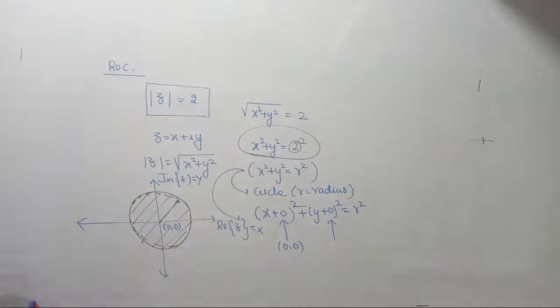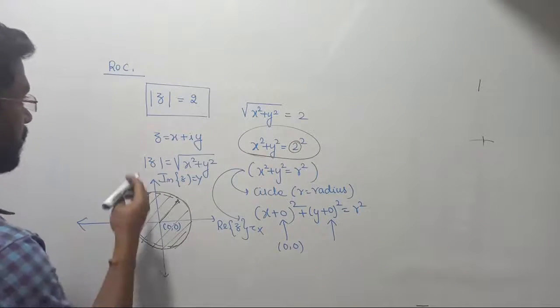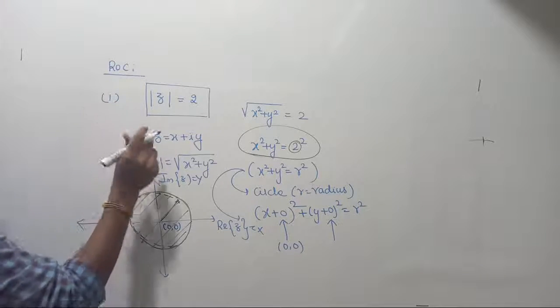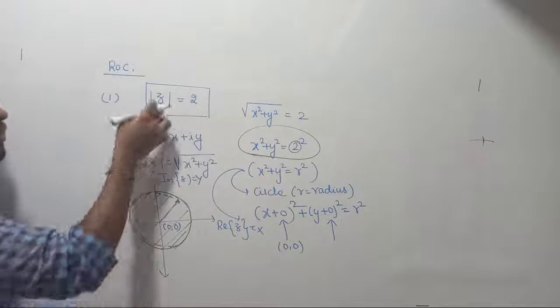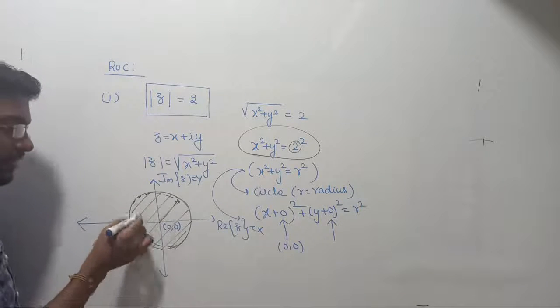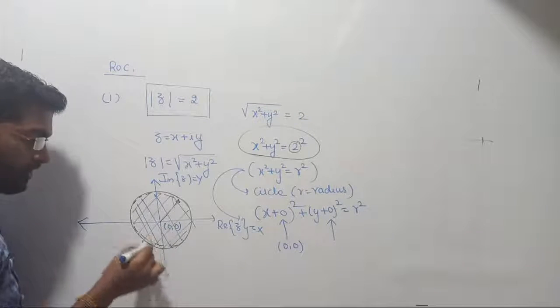Okay, now what I am saying here is method number 1, right? Sorry, first model, how we have drawn the region of convergence, I have asked only for the ROC. Draw the ROC for mod z equal to 2. This is the region of convergence for mod z equal to 2. I hope things are very clear to you all.